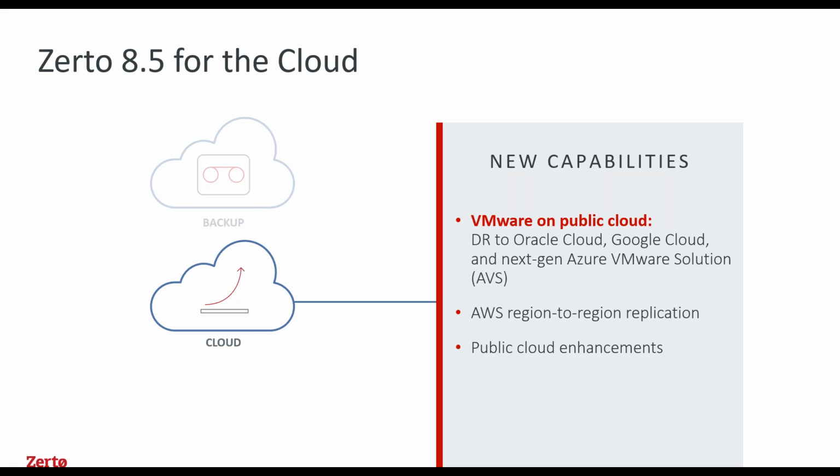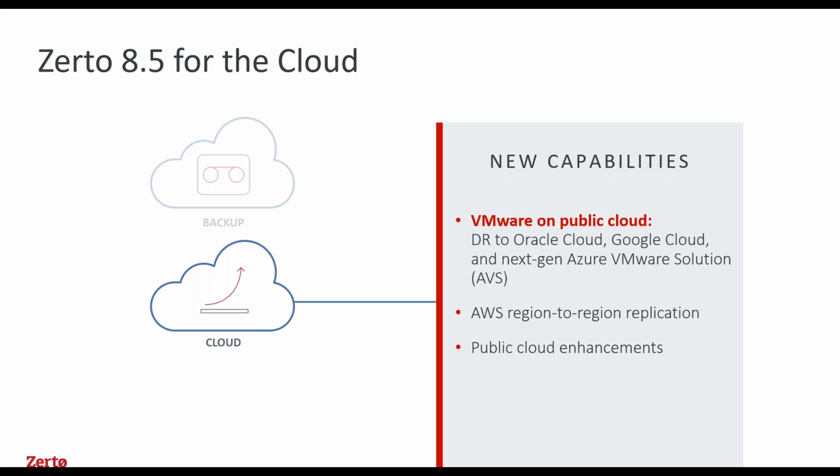We have many new exciting updates for the cloud starting in 8.5. Starting off, VMware as a service is now supported in the following platforms: Google Cloud VMware Engine, Azure VMware Solution or AVS, and Oracle Cloud. The great thing here is that by leveraging these platforms in the same vCenter stack that many administrators have familiarity with, Zerto can provide business continuity and DR as seamlessly as an on-prem environment running vCenter.